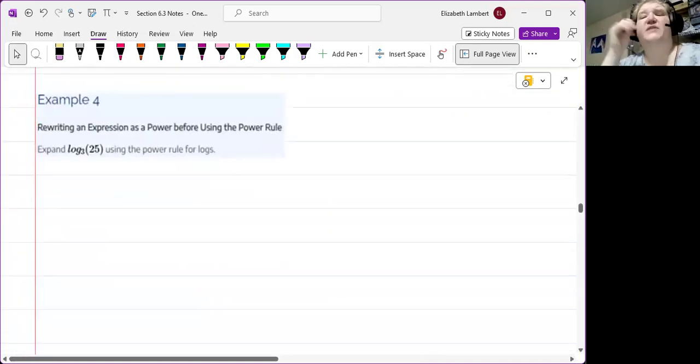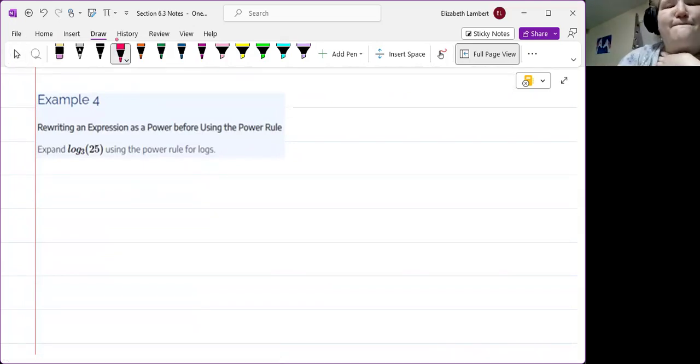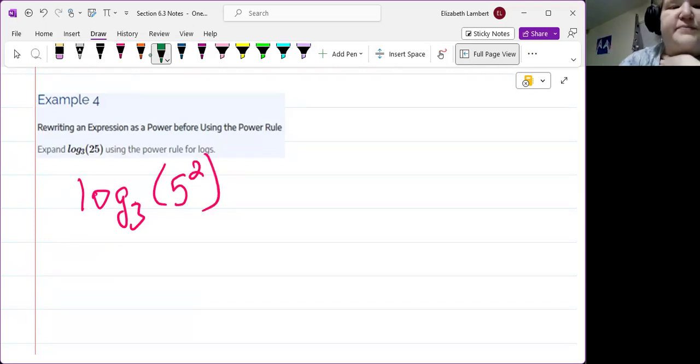Log base 3 of 25. The directions here are rather silly: expand using the power rule for logs, but there's no power. All right, but 25, I can rewrite. So log base 3 of 5 squared. Now we can bring the power down.